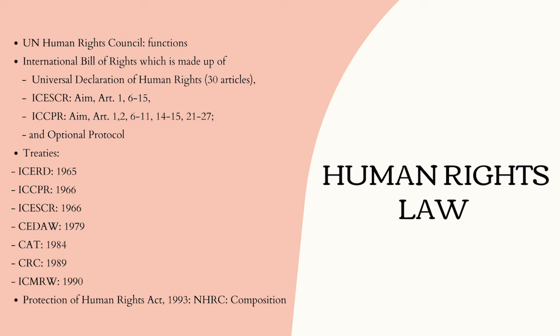Then the next one is the 7 core international human rights treaties. Before us we have the 7 treaties, and together with this just try to know when these treaties were formed. Just remember the year because that is often asked in the NET exam. Last one is the Protection of Human Rights Act 1993. Under this, just know the importance of the NHRC, like how it is formed and what the composition of the NHRC is.